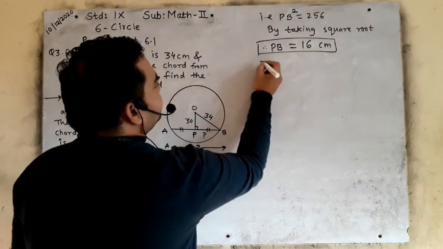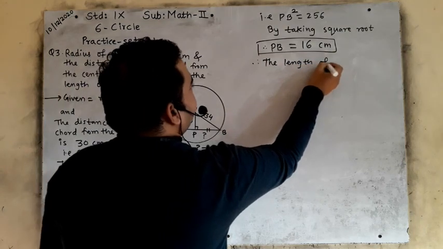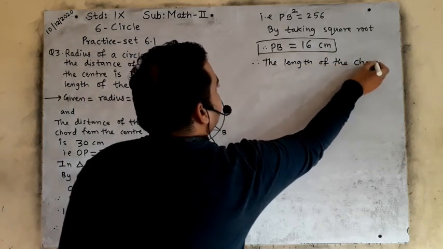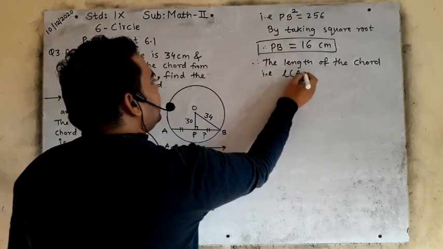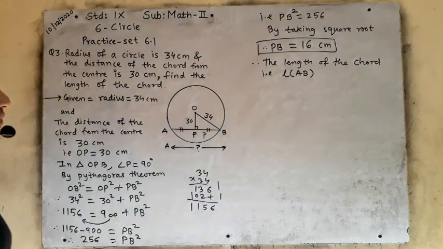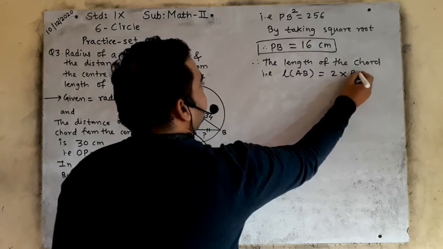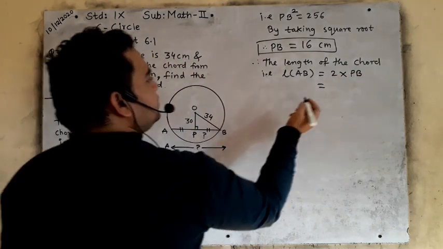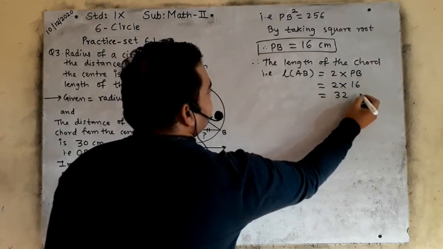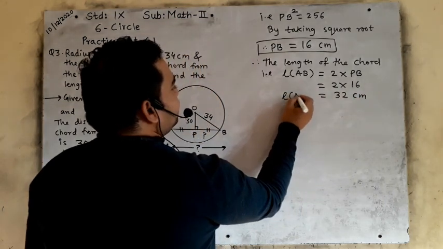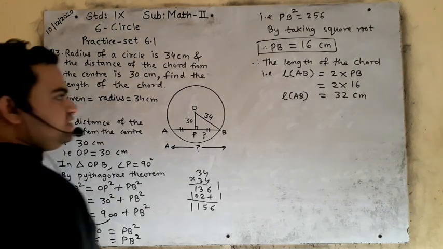So therefore the length of AB is equal to 2 multiplied by PB. 2 multiplied by 16 is equal to 32 centimeter. So the length of AB is equal to 32 centimeter. It is very easy.